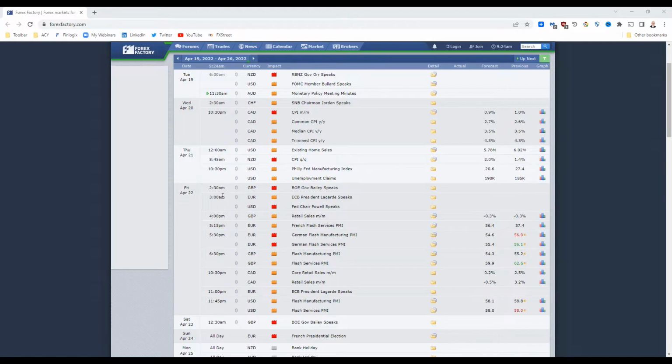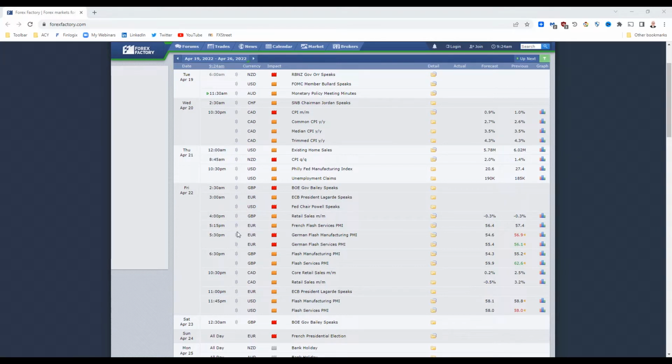Then getting into Friday morning, my time. So these times are my time, Queensland time. 3 o'clock in the morning, we've got the US Fed Chair Powell speaking. He can definitely drive the market depending on what he's going to talk about. So just be aware of that item coming out.